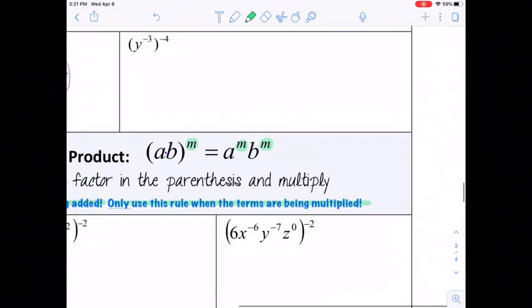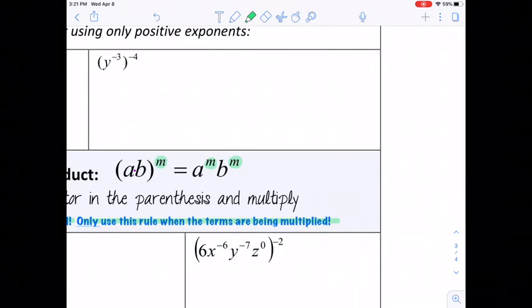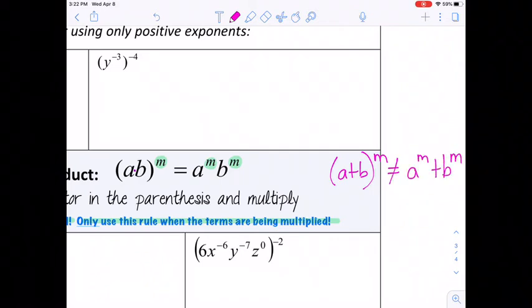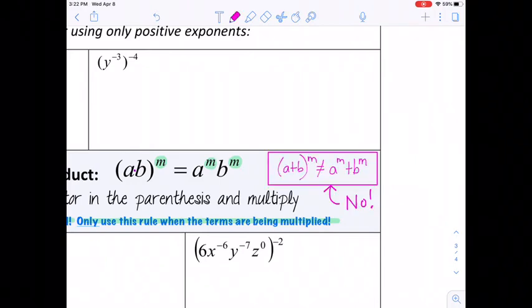So for example, if I had a plus b to the m power, that does not equal a to the m plus b to the m. No, no, no. Do not do that. I see a lot of students making that mistake.